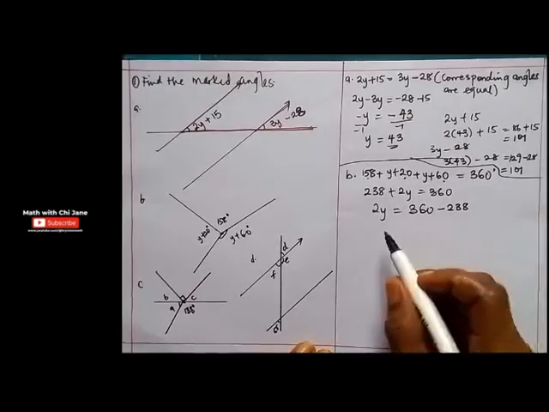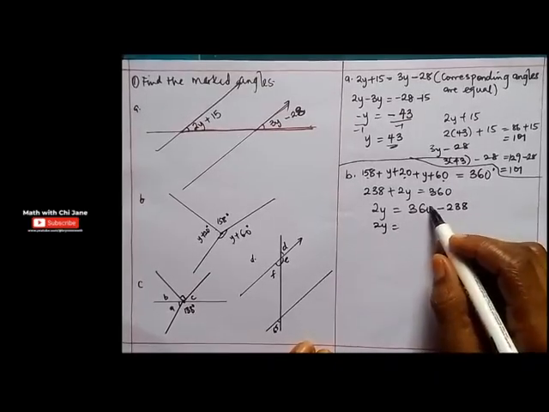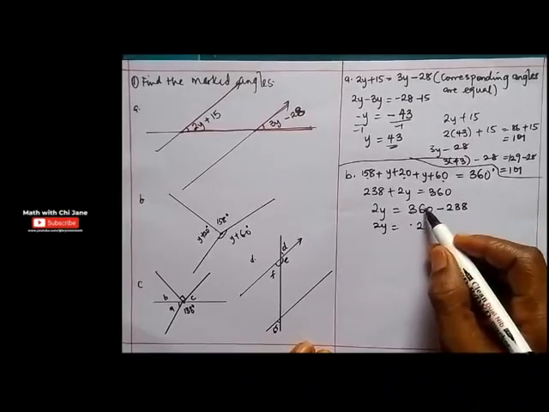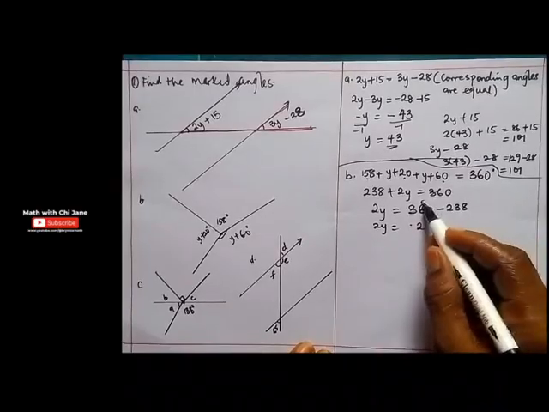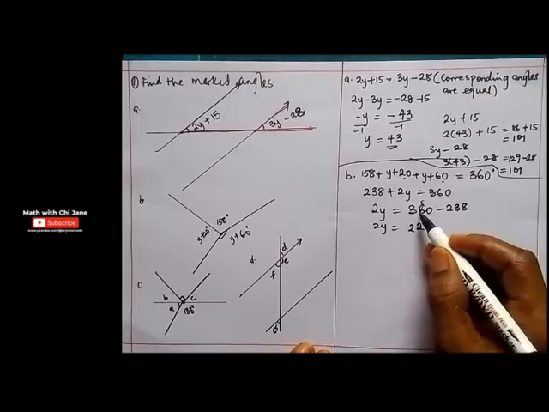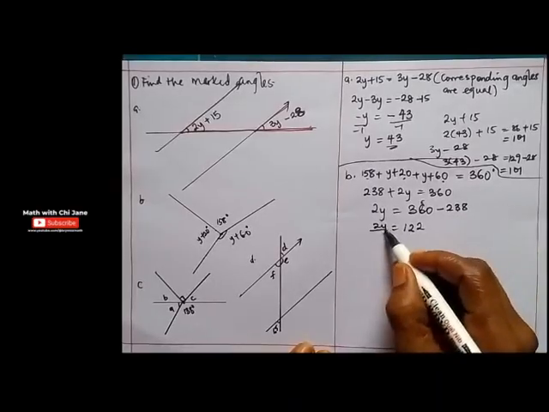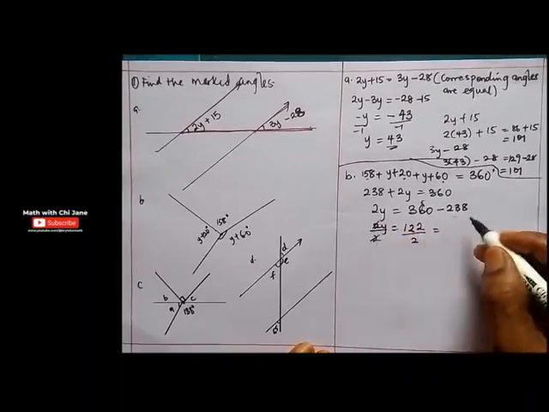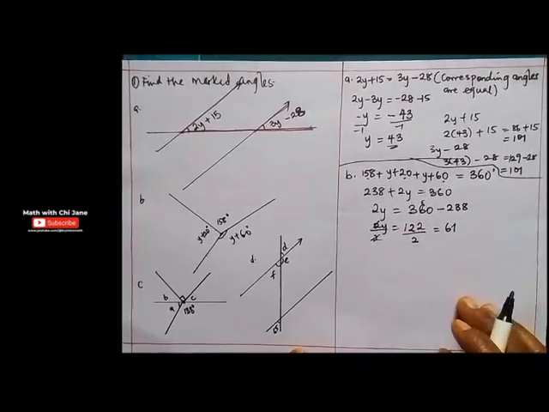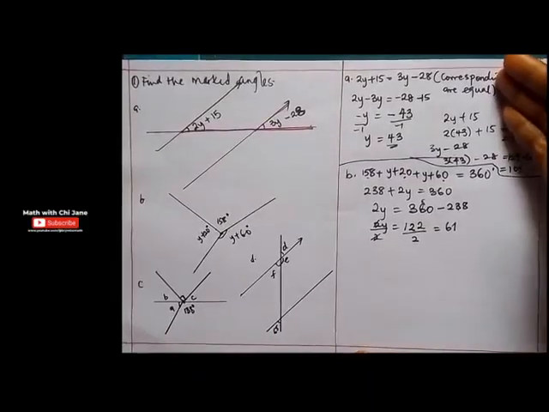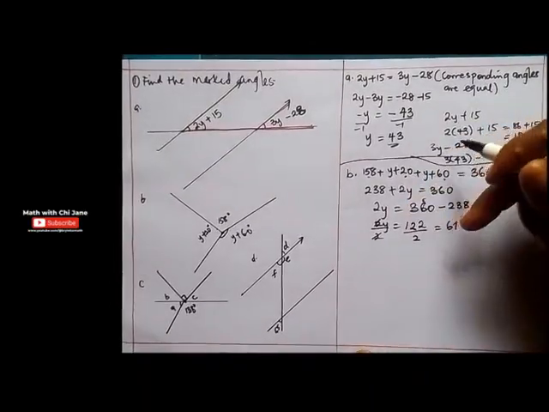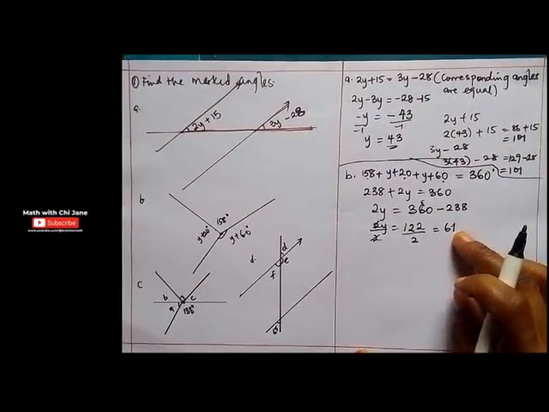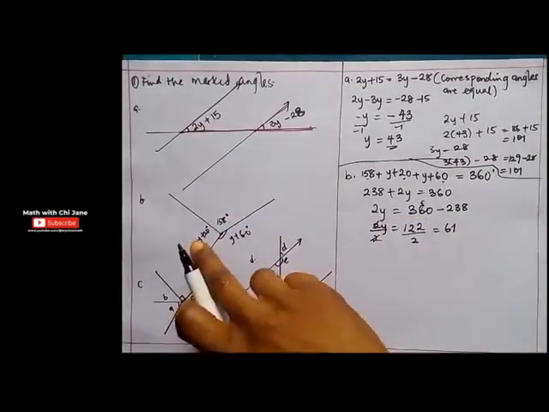So 10 subtract, 10 minus 8 is 2. Then we borrowed one, this is 5 now. 5 minus 3 is another 2. And then 3 minus 2 is 1. We divide both sides by 2. So y is equal to 61. So just like we did the first one, that's the same thing. If you are asked to solve further, you input the value for y into y to get the value for each angle.